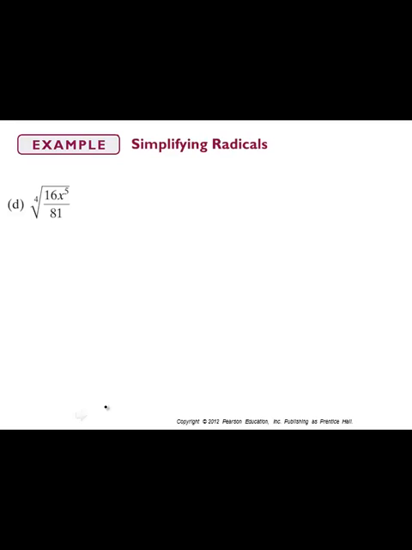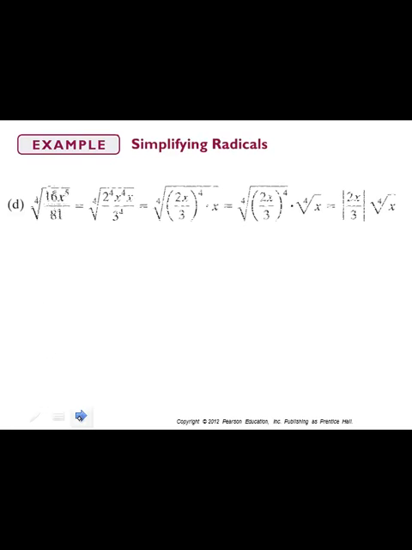Moving on here. Now, here's something a little bit more complicated, but the concept is still the same. Here we are dealing with the 4th root of 16 times x to the 5th power over 81. We are looking for numbers whose 4th power appear as factors here. Now, I know that 16 is 2 to the 4th power. And I could also write x to the 5th as x to the 4th power times x. And 81 is 3 to the 4th power.